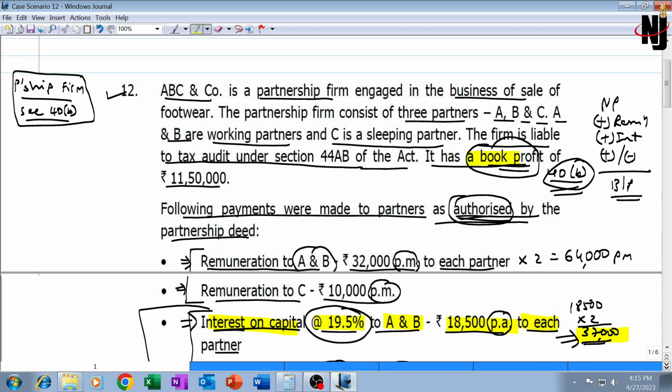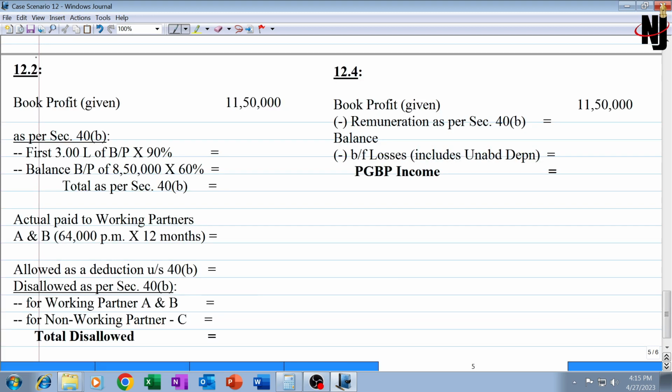Book profit is given to us here, 11,50,000. Now remuneration actually paid to the partner is 32,000 per month to A and B working partners into 264,000, and remuneration paid to partner C is 10,000 per month, that is 1,20,000 for the whole year. This 1,20,000 will definitely be disallowed. If the question says how much will be not allowed, so 1,20,000 will certainly be disallowed, and out of whatever is paid to working partners A and B, 64,000 per month into 12 months, we'll have to find out how much will be disallowed. So 12.2, book profit is already given to us, 11,50,000, and remuneration allowable.